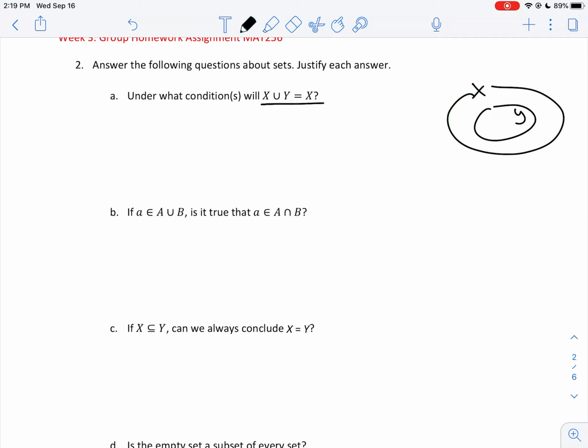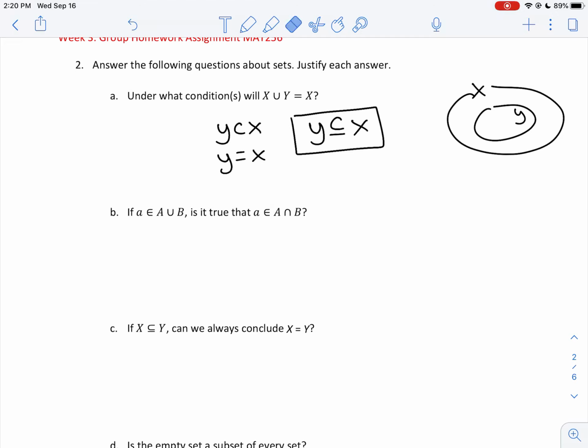So we have that this will be a true statement if Y is a proper subset of X, or if Y is equal to X, or you can combine these and say that Y is a proper subset or equal to X. So ultimately this is the condition where X union Y will simply be X again.